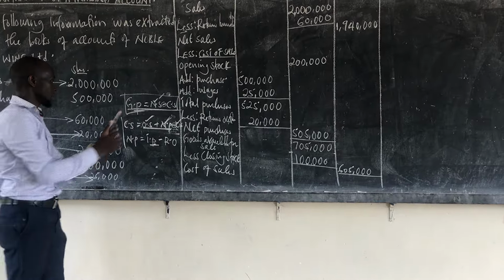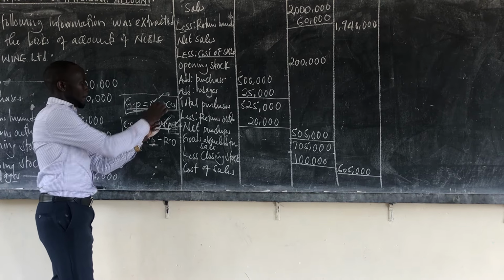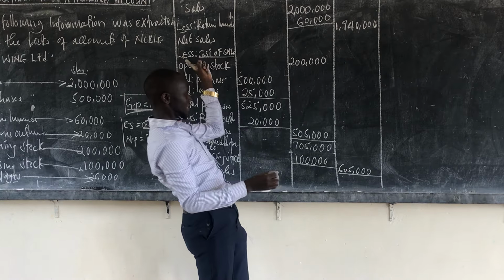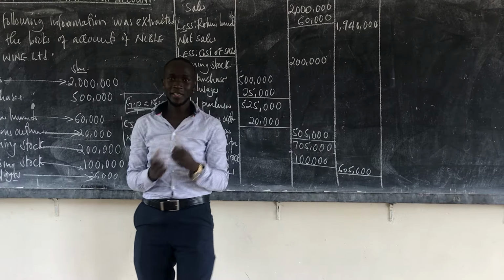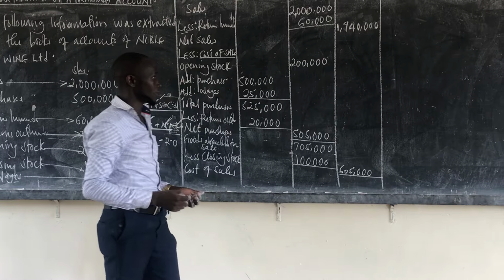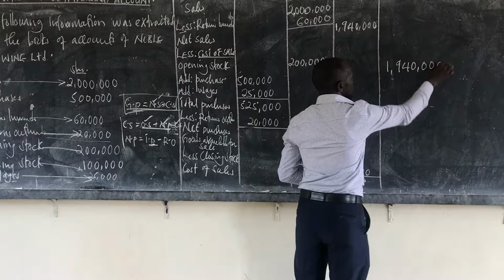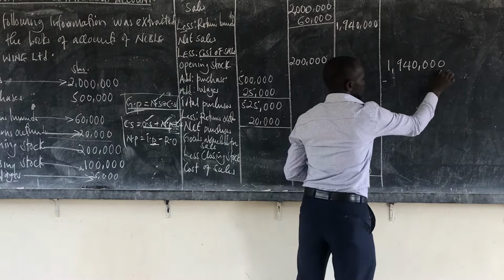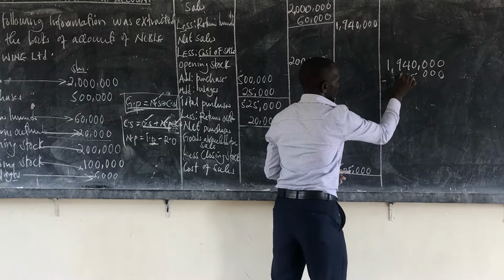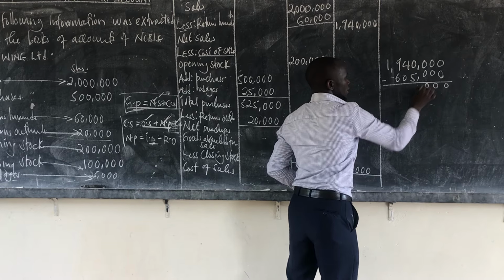After getting the cost of sales amount, we can now practically say we've fulfilled this formula of the trading account, where we say gross profit is equivalent to net sales minus cost of sales. Net sales minus cost of sales. What you get is gross profit. So when you see 1,940,000, when you subtract off 605,000, this will be a 0, a 0, a 0.